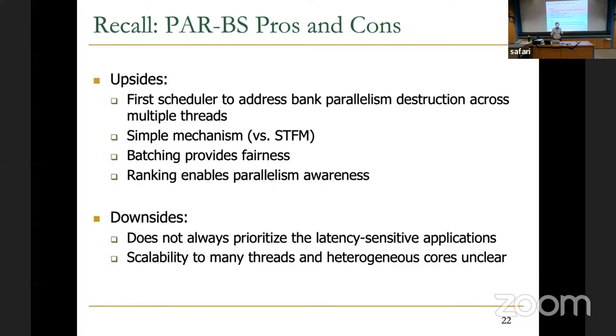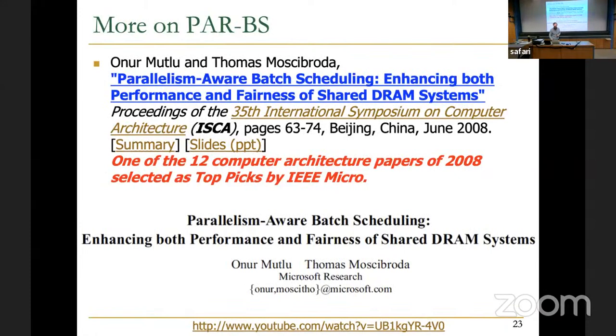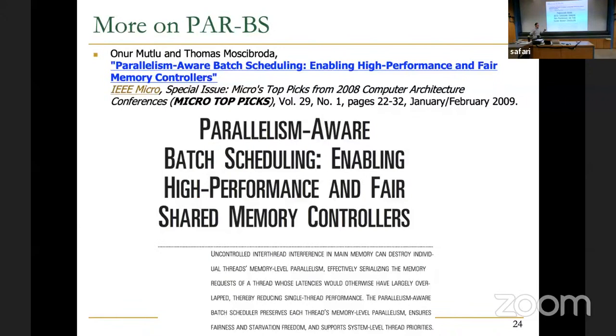And then there's the issue of scalability to many threads and heterogeneous cores that we will tackle in a little bit. And this is the PAR-BS, parallelism-aware batch scheduling paper. As I mentioned, this is implemented in some of the Samsung SoCs and maybe some other controllers, variants of it, I should say, not exactly. Usually ideas do not get exactly implemented in real systems, right? People adapt the ideas to their particular system and conditions.